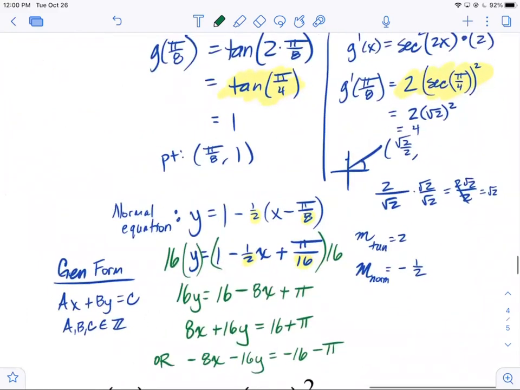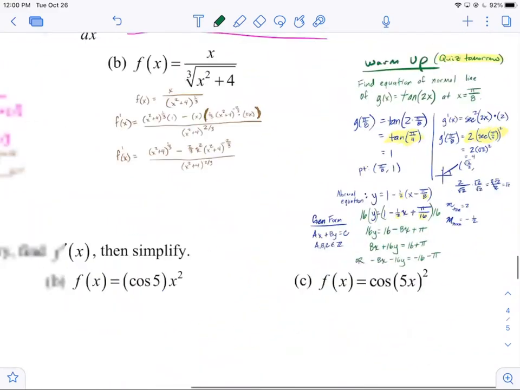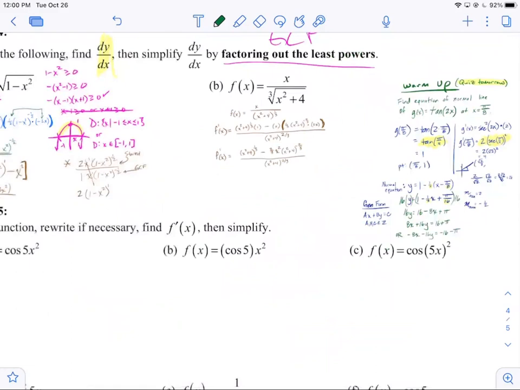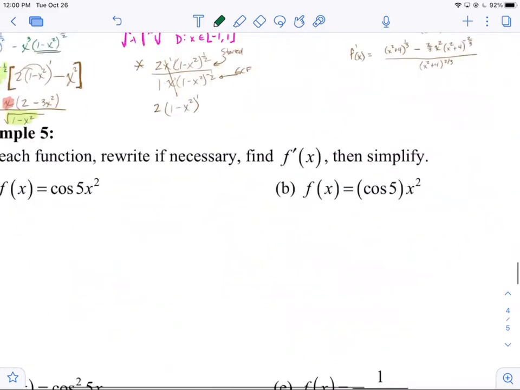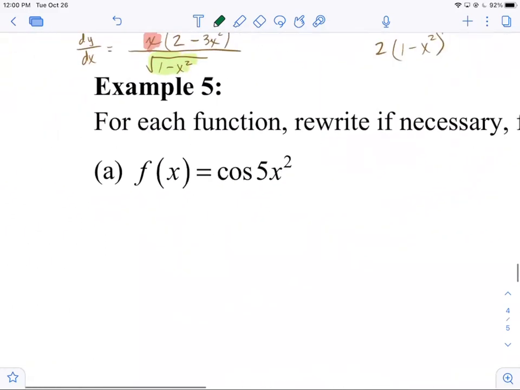Questions on that? Little bitty application of the chain rule. Tomorrow your quiz will be just over the chain rule. All right. Let's look at example 5.